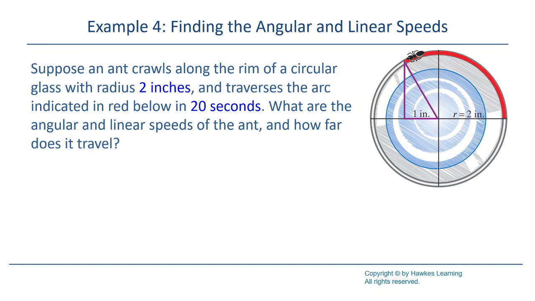So suppose an ant crawls along the rim of a circular glass. It's got a radius of 2 inches, and it traverses the arc that's indicated in red below in 20 seconds. So not the fastest ant in the colony. So the questions are, what are the angular and linear speeds, and how far does it travel?